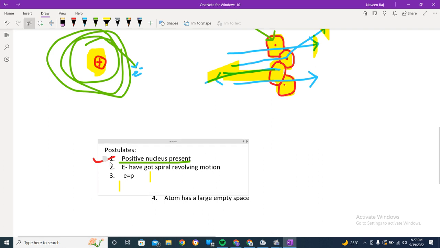But we need to go into it, and he said that the number of electrons is equal to protons, and that there is an empty space. I do hope this got cleared, and in the next video we will look into the defects of it, and we will be making a story and understanding it all.